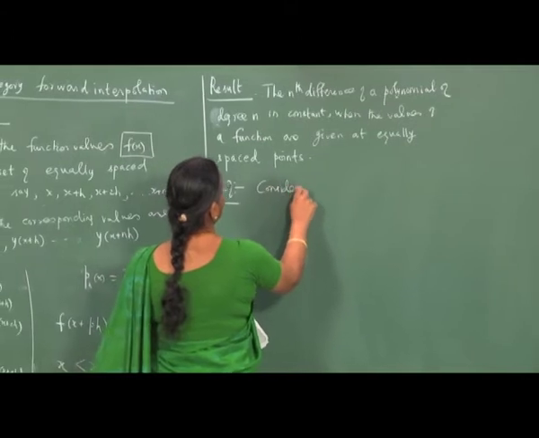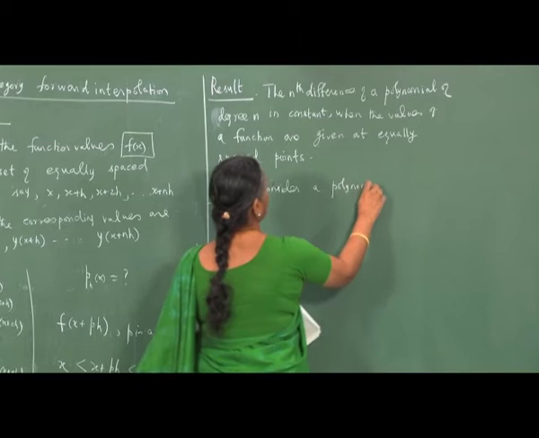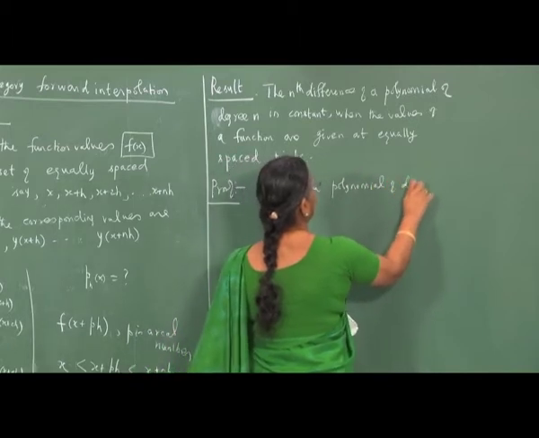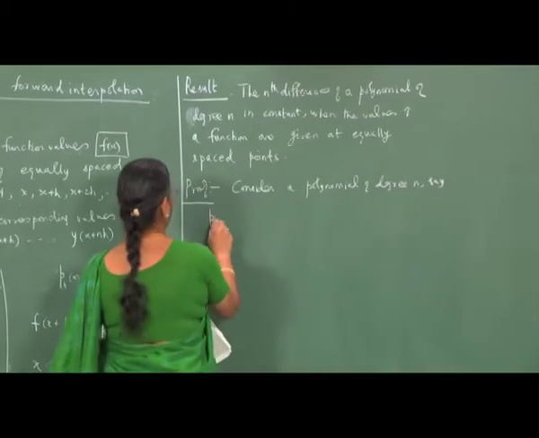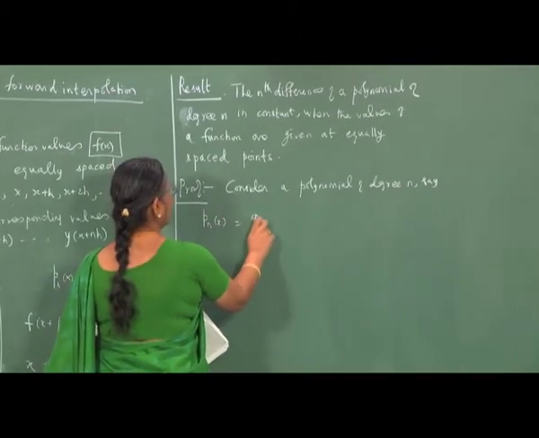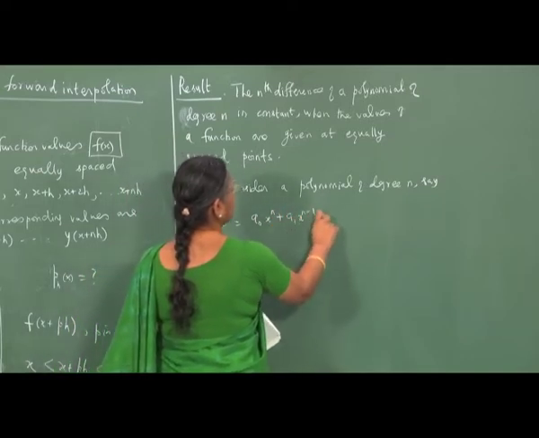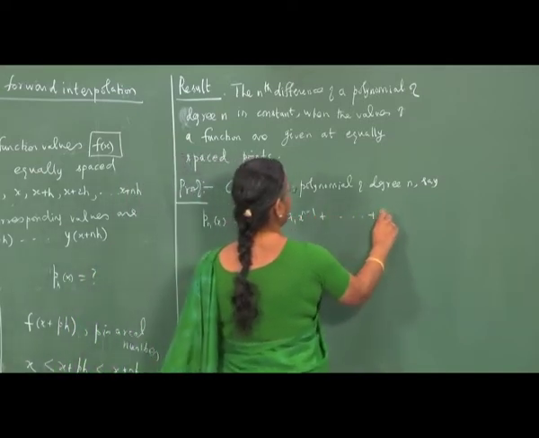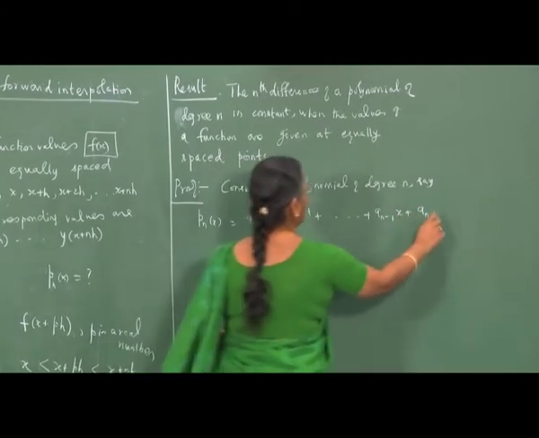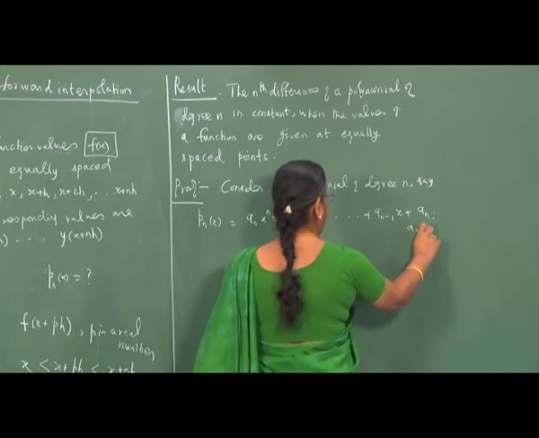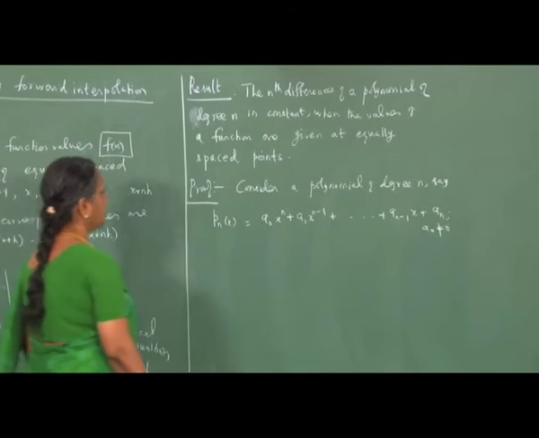So, consider a polynomial of degree n, say P n of x. So, let us take the polynomial as a naught x power n plus a 1 x power n minus 1 plus a n minus 1 x plus a n with a naught different from 0. It is a polynomial of degree n.